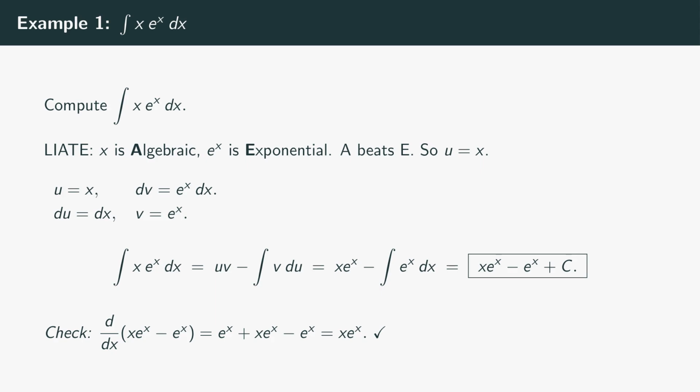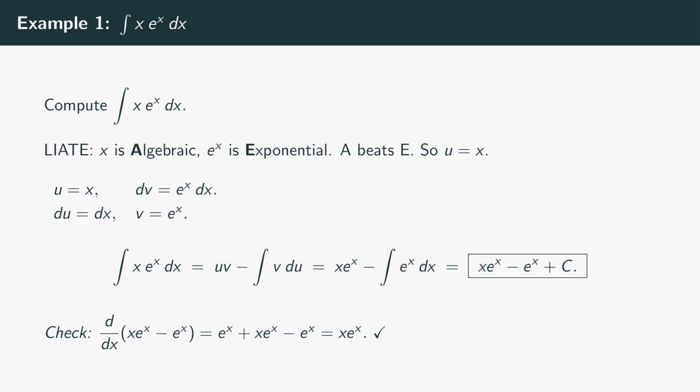First example, the cleanest one. Compute the integral of x times e to the x dx. Apply LIATE. The factor x is algebraic, that's the A. The factor e to the x is exponential, that's the E. A comes before E, so x becomes u and e to the x dx becomes dv.